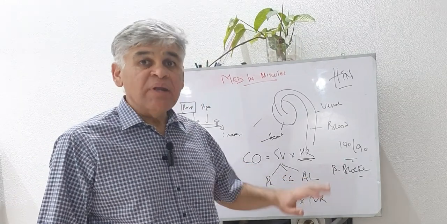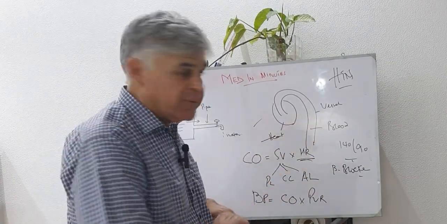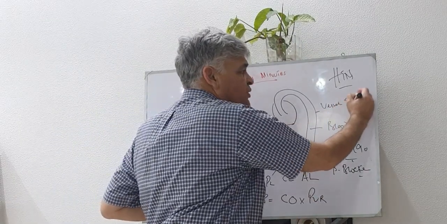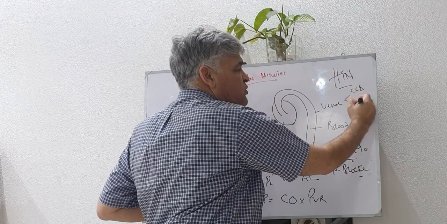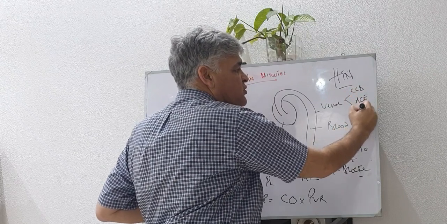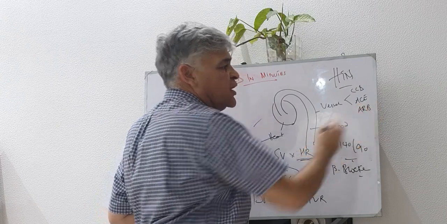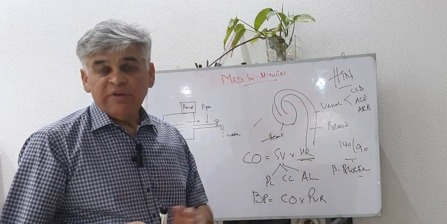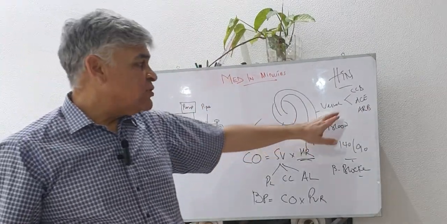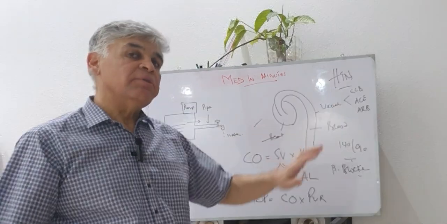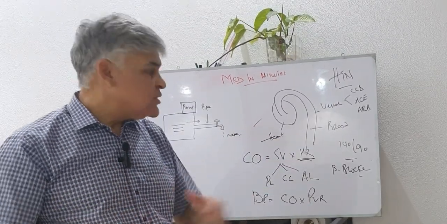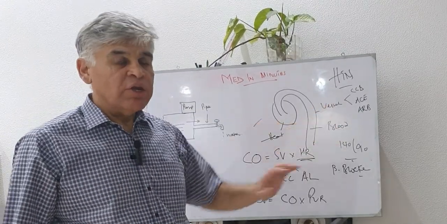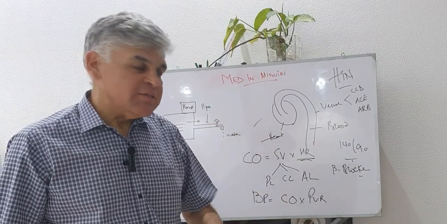But these are the people who now require a vasodilator. The vasodilators which we use are the calcium channel blockers, the ACE inhibitors, or the ARB groups, and these are potent vasodilators. Unless you use a vasodilator in an older person, somebody 50 plus, you cannot bring the blood pressure down.